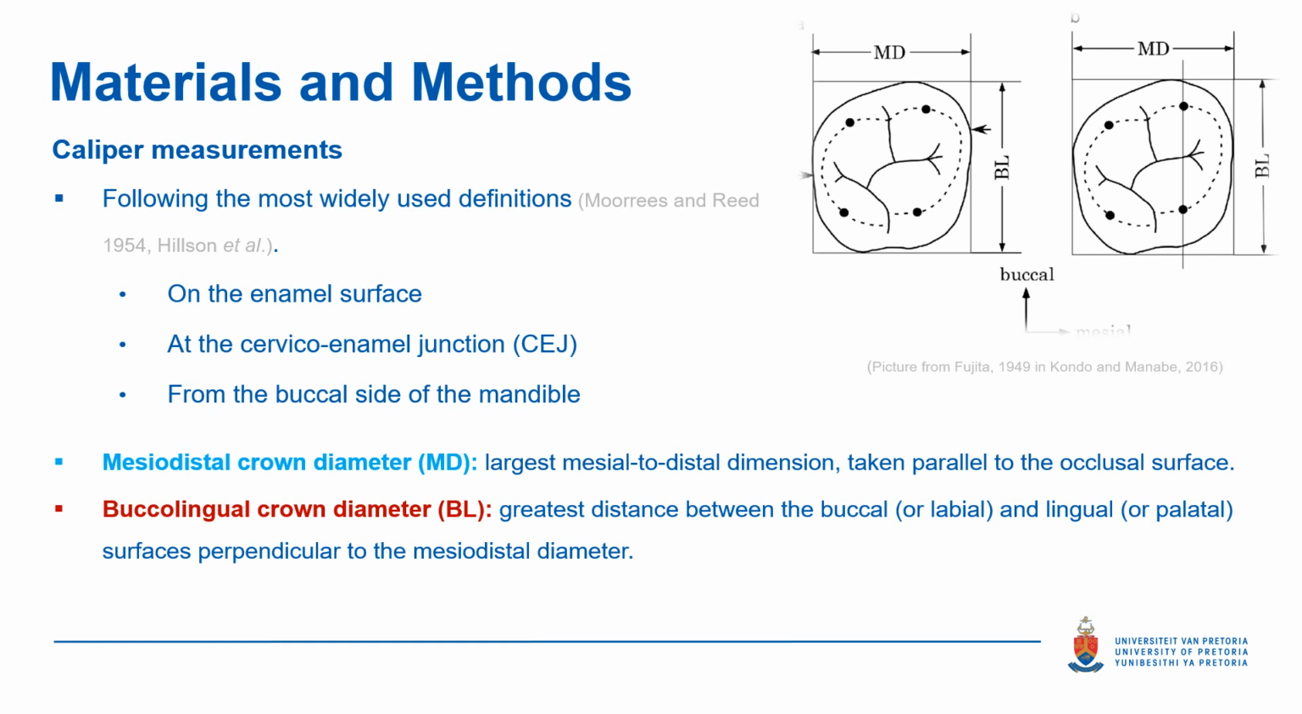Now that we collected all our teeth, what do we do? Caliper measurements were taken on first and second mandibular molars using a fine point digital caliper. Measurements were taken on the enamel surface at the cemento-enamel junction, the CEJ, always from the buccal side of the mandible as recommended in many publications. Mesiodistal crown measurements were taken parallel to the occlusal surface, while buccolingual crown measurements were taken perpendicular to the mesiodistal diameter. Each molar was measured 3 times and the mean value obtained was used.